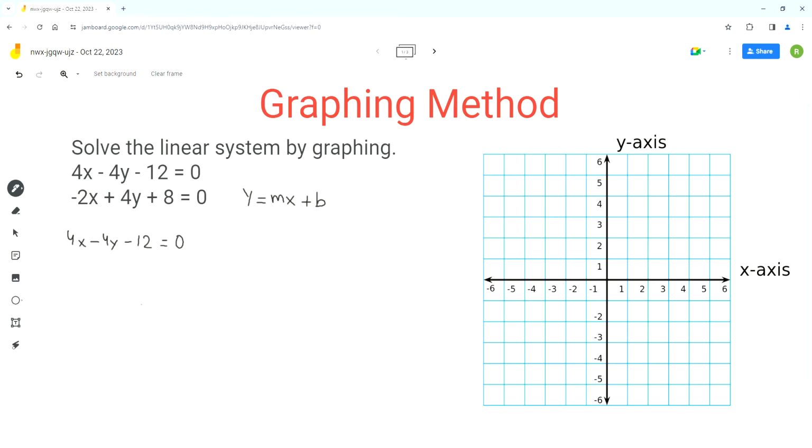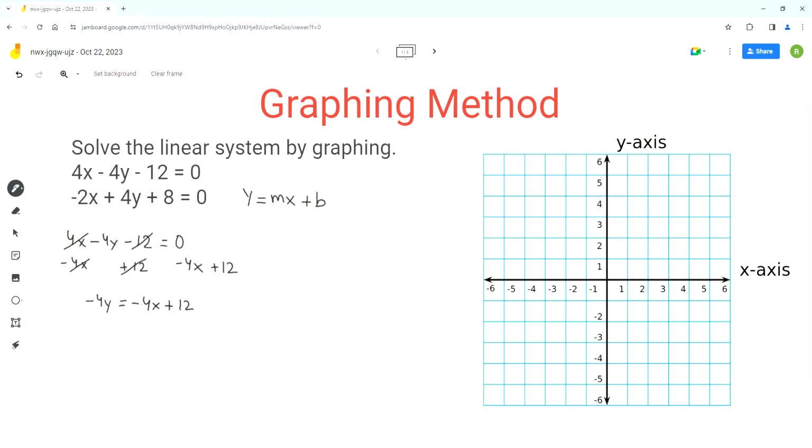So the first step is to subtract 4x from both sides so that there is no x term left on the left side. So the 4x's will cancel each other out. And next we should add 12 to both sides. So the 12's on the left side will cancel each other out. And we get negative 4y equals negative 4x plus 12.